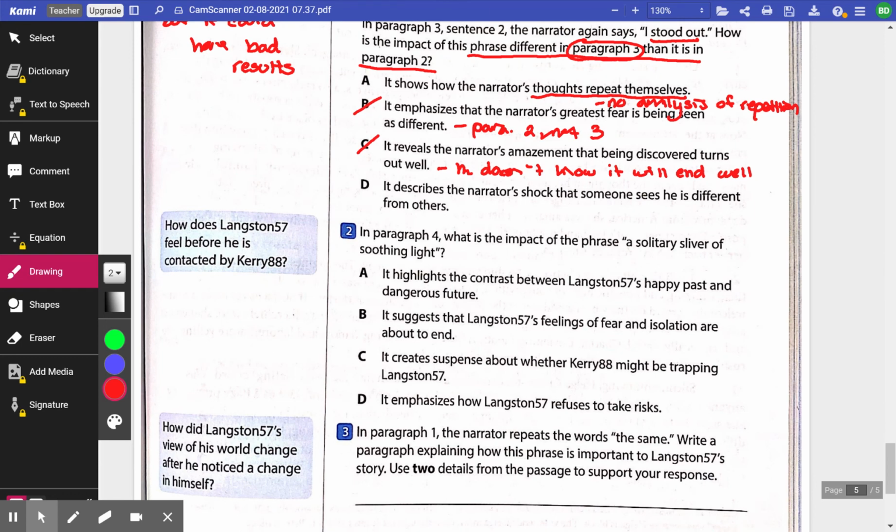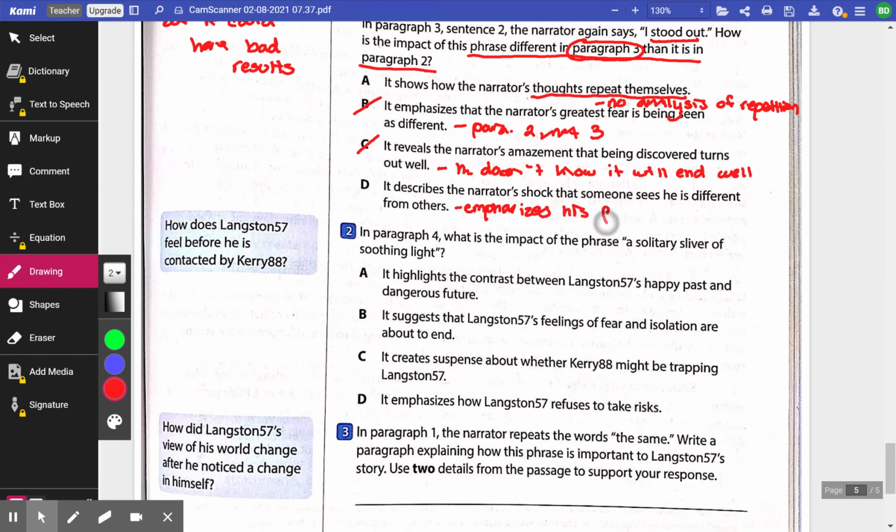Answer choice D says it describes the narrator's shock that someone sees he is different from the others. So this, I would say, is a pretty good option for us. In paragraph number 3, the first thing that happens is someone else is noticing that he is different, right? So this is going to emphasize the fear of being discovered, because when somebody notices that he's different, it emphasizes that fear. So this is focusing on the repetition and how it emphasizes his fear.